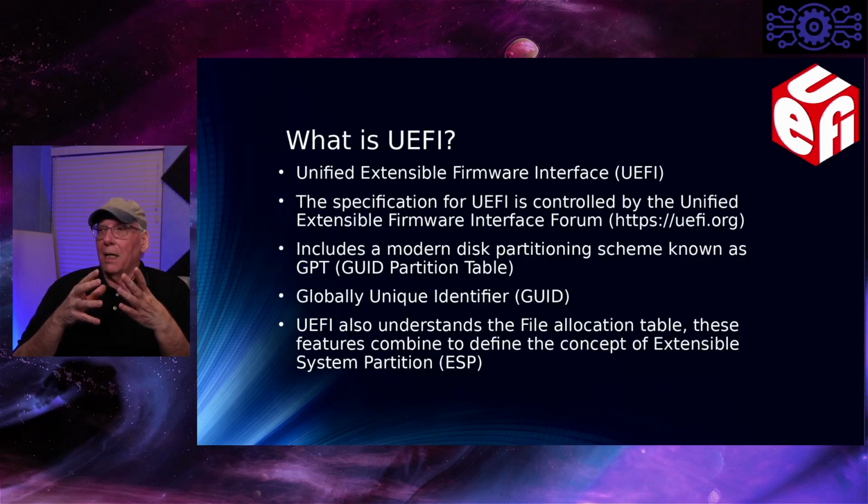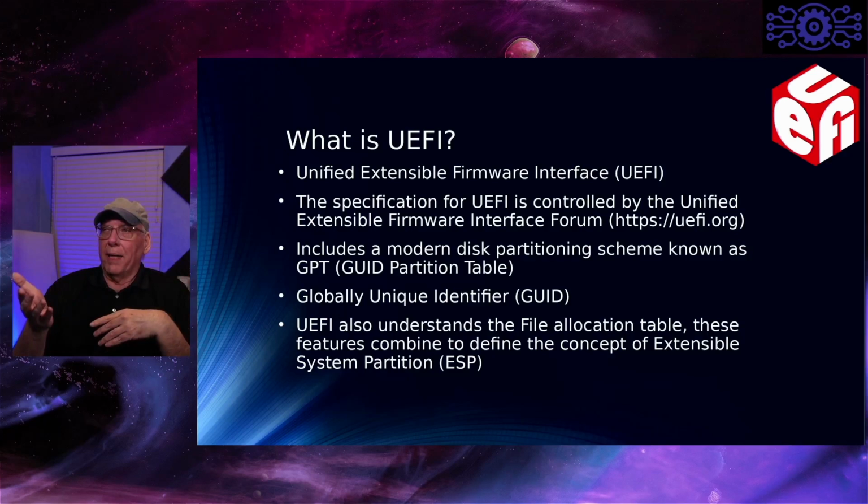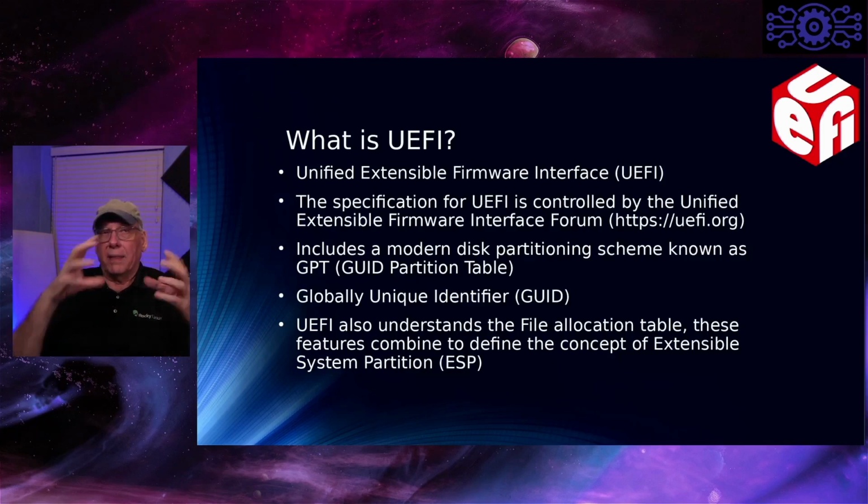In contrast, you have partition table types such as DOS. You might have some of the older ones for Mac, I forget. But anyway, the GUID part of this means globally unique identifier. So it basically means that there's an identifier that uniquely identifies this particular partition table to your system.